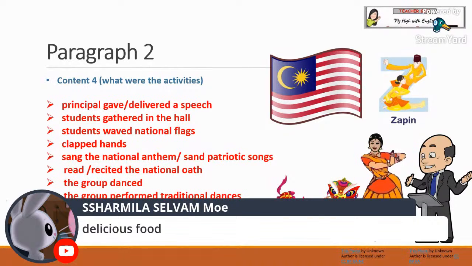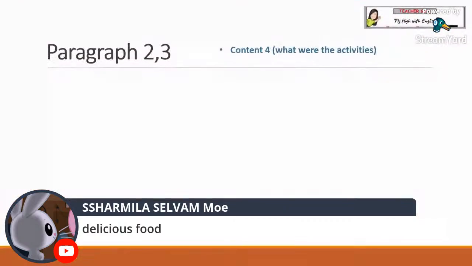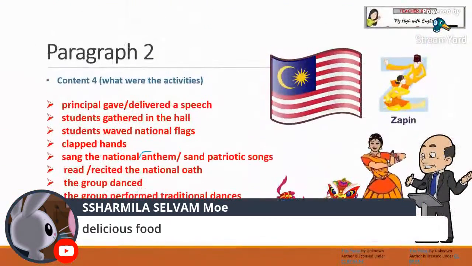Okay, look at the word anthem. Anthem is the song, the national song. We can say sang patriotic songs, read or recite. Membaca doa. So oath is doa, rukun negara. National oath is the rukun negara. So you can use the word read. Better students can use the word recite.